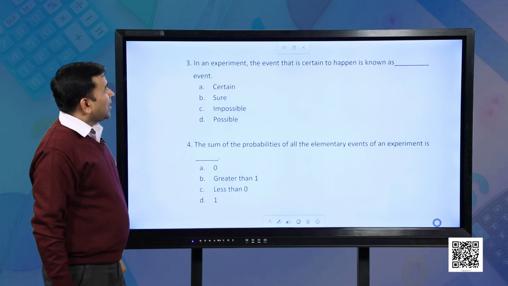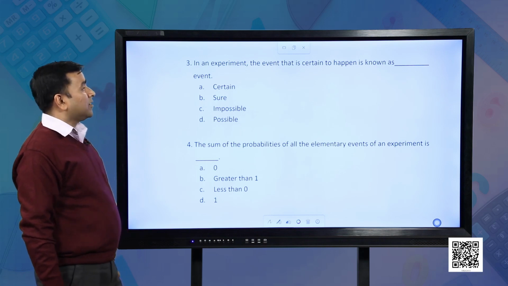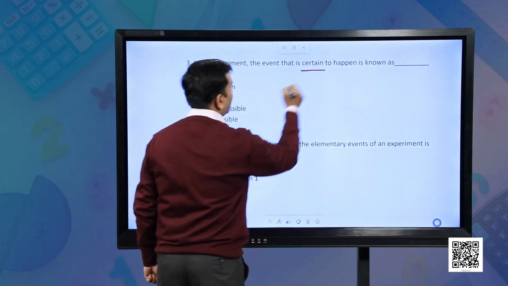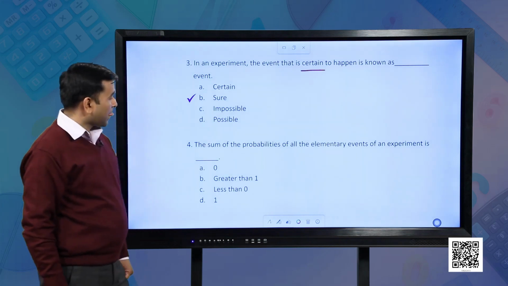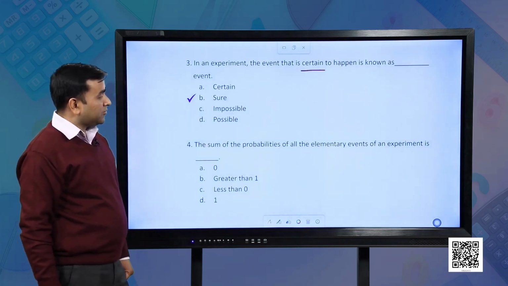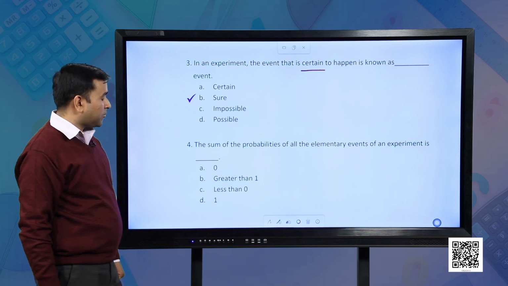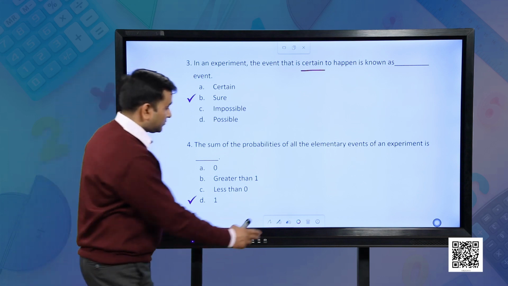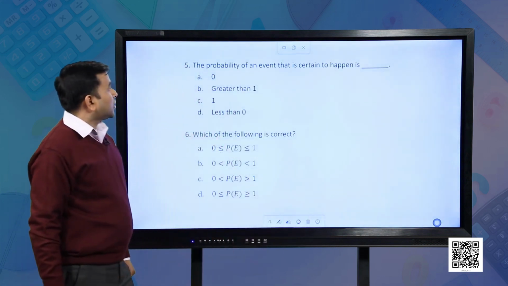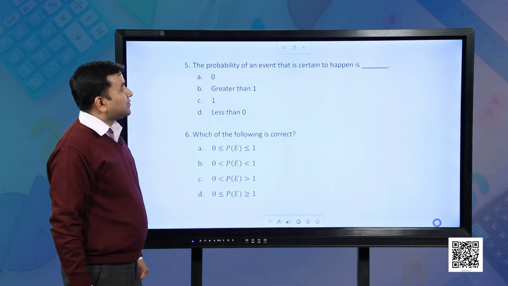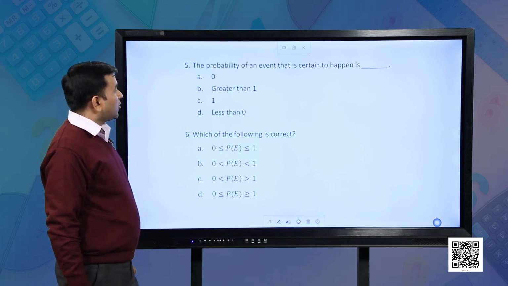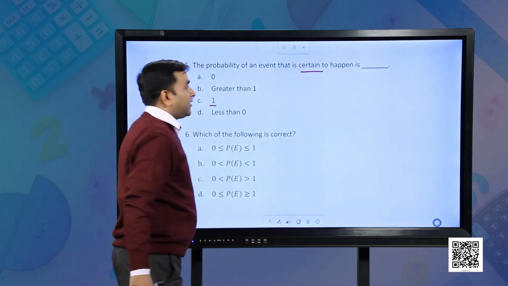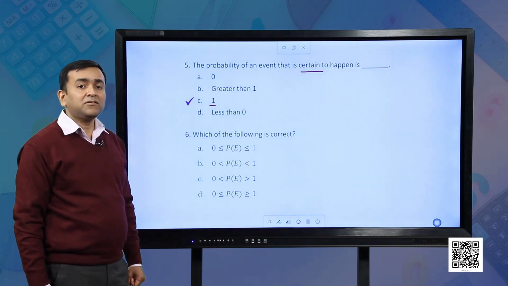Next question. In an experiment, the event that is certain to happen is known as dash event. Of course, sure event. Certain and sure are synonyms. The sum of probabilities of all elementary events of an experiment is dash. Of course, you are correct. It is 1. Next question. The probability of an event that is certain to happen is, of course, 1. Certain means it is a sure event and the probability of a sure event is 1.